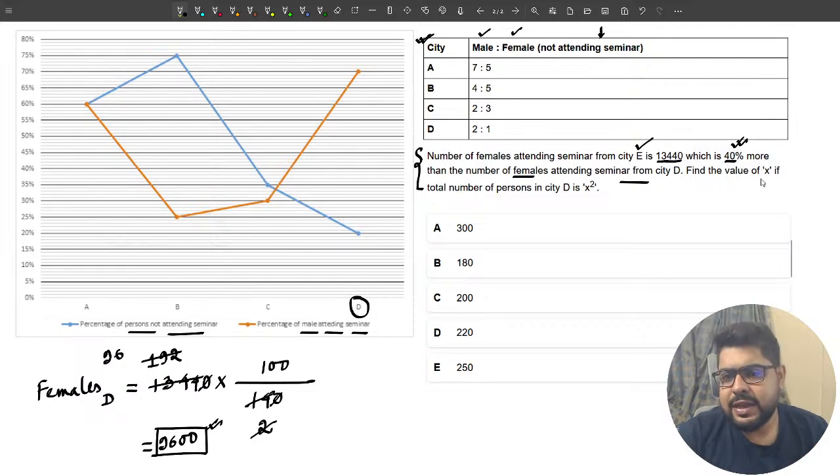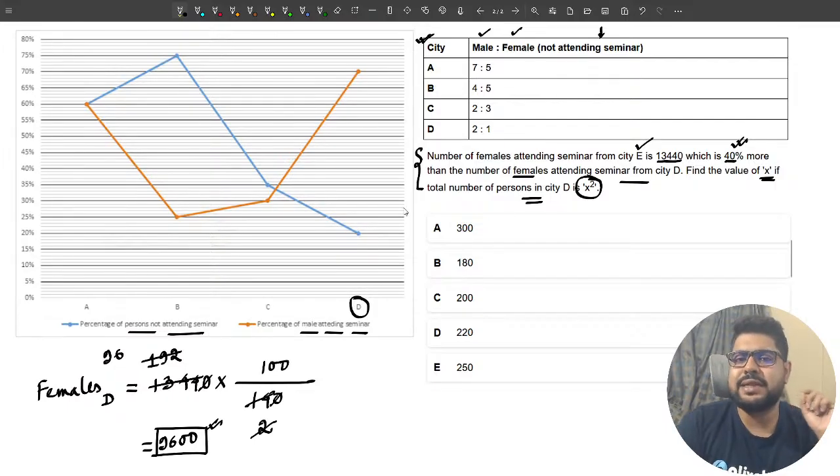Now they are saying, find the value of X if the total persons in the city is X square. Okay, sir, let's do one thing. All the values are in percentage. If we go with X normally, we will get into some trouble.